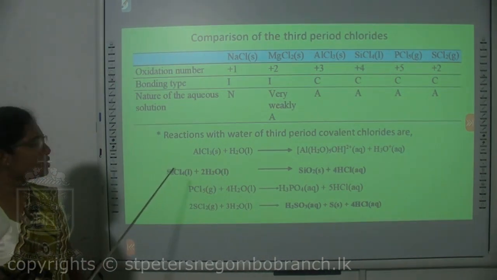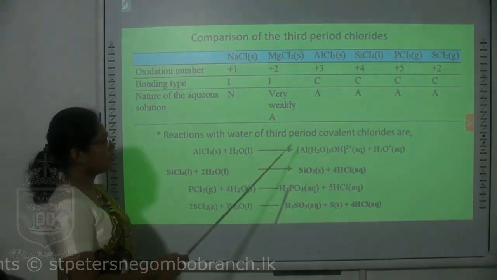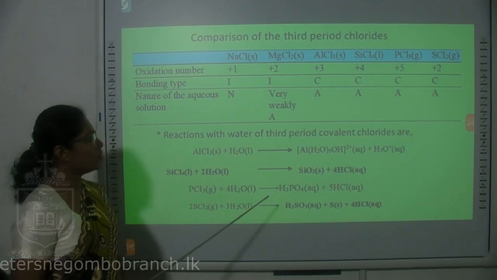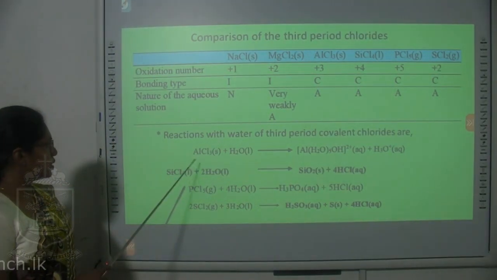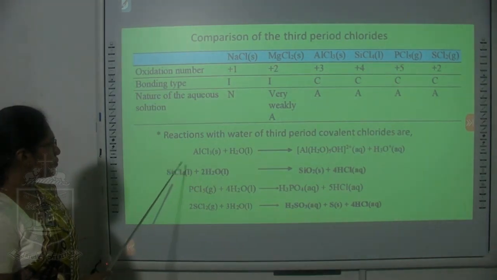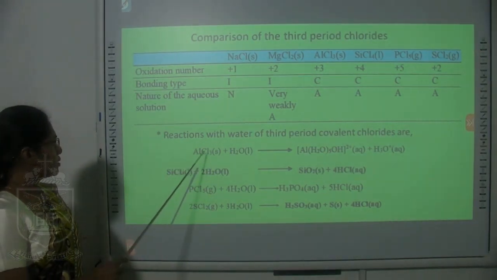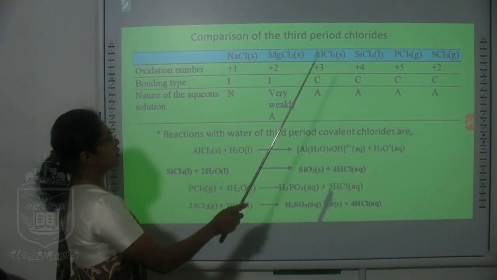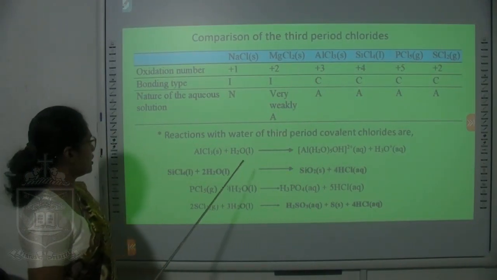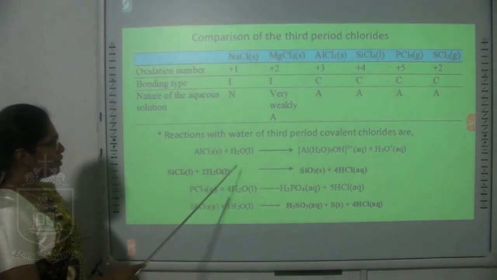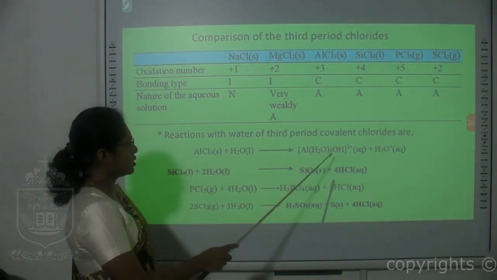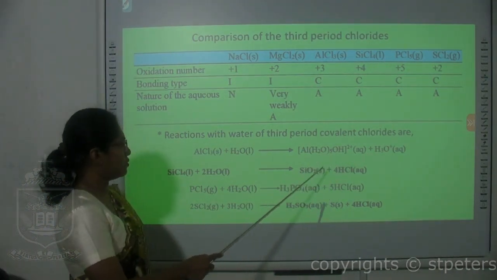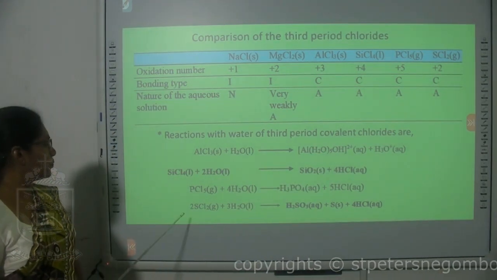When we take the reactions with water of third period covalent chlorides, here we can see third period covalent chlorides, aluminium, silicon, phosphorus and sulfur, react with water and form the relevant products.